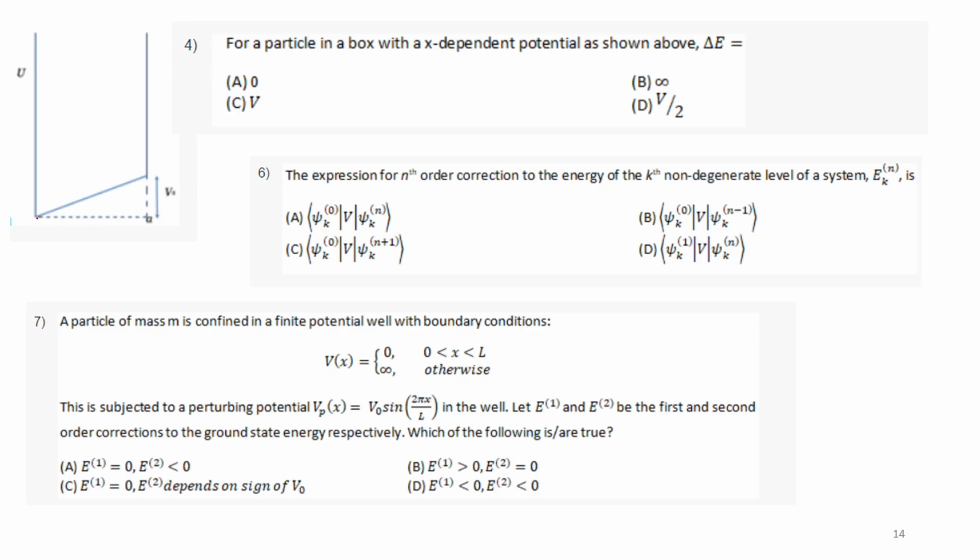See, the box is like this. Usually the first order in a 1D box, what we have shown, the potential inside the box is 0. Now what is given is that for a particle in a box there is an x dependent potential. If you look at the expression for the perturbation, there is a linear correlation, right? The potential is increasing linearly.